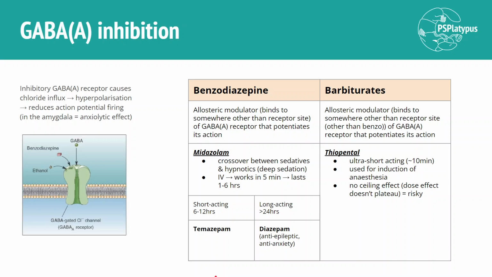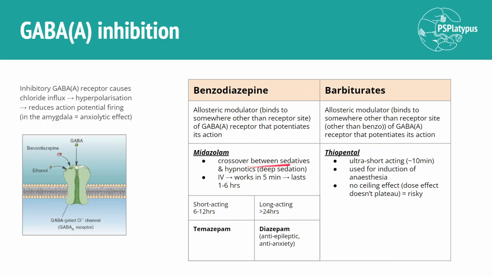Benzodiazepines essentially are allosteric, well, both are allosteric modulators, which means it binds to somewhere other than the receptor site, but obviously they're different drugs, so they bind to different allosteric regions. It's an agonist, so it essentially reinforces the GABA function, further reducing action potential firing. So the examples here are midazolam and thiopentol.